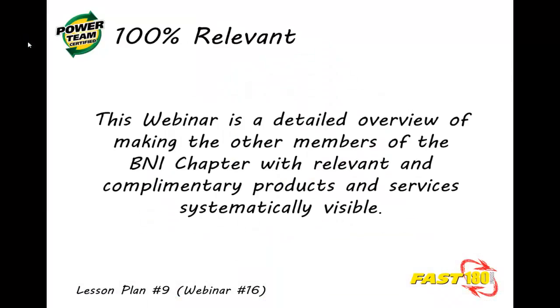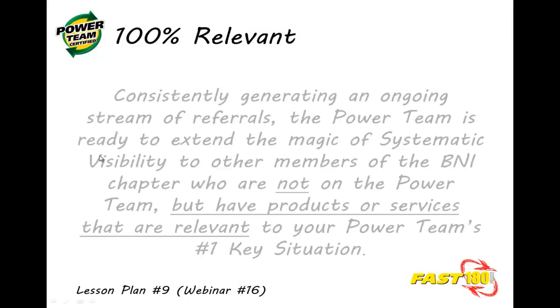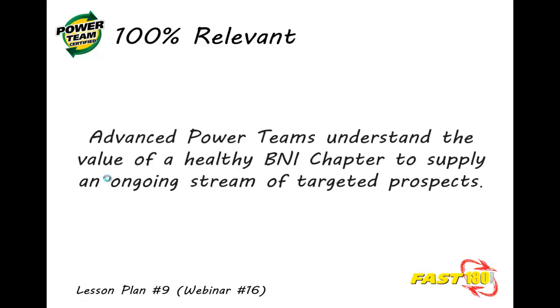Okay, so we're going to be talking about the other people in the chapter and how to make them systematically visible. We're more than halfway through the process, and we're talking about giving in abundance here and really giving consumer value to your clients and customers beyond the people in your industry group or your contact sphere, people from other parts of your BNI chapter that have products that your target market cares about.